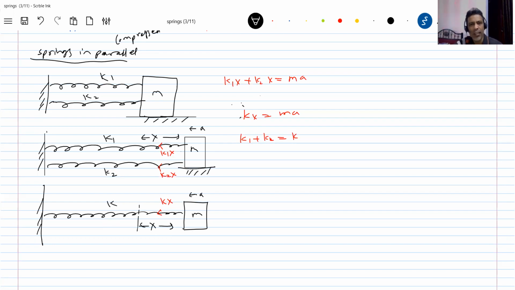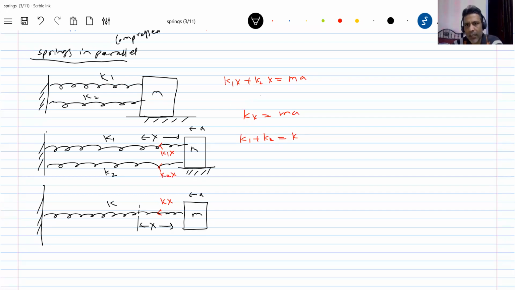Why do we use this? It has wide applications to study the effect on a body. A good example is the spring bed. Nowadays spring beds are there. In designing them, we take help of all these formulas. So this is about springs in parallel.